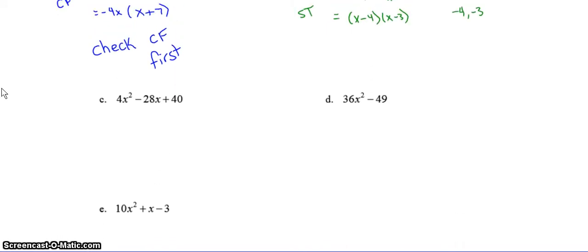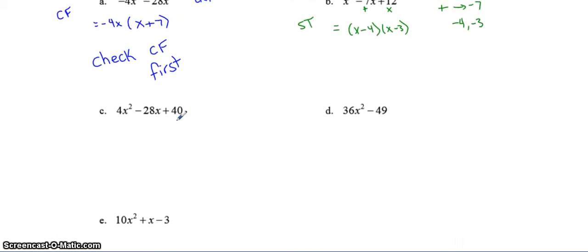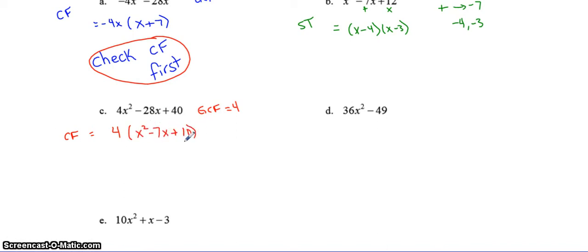If you take a look at this question, some of you might look at this and say that that's a tricky trinomial. But check for common factors first. This question has a greatest common factor of 4, because all terms can be divided by 4. So we would first common factor this. So put the common factor of 4 on the outside. Divide everything by 4, so we will get x squared minus 7x plus 10. Now we have a simple trinomial.